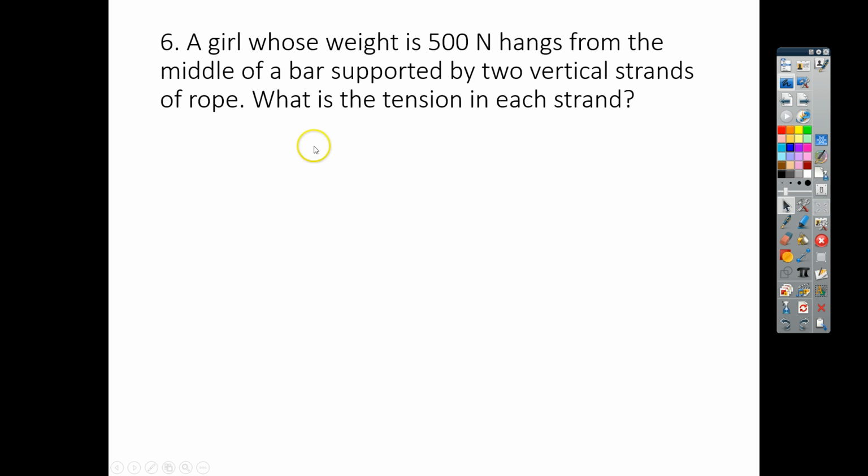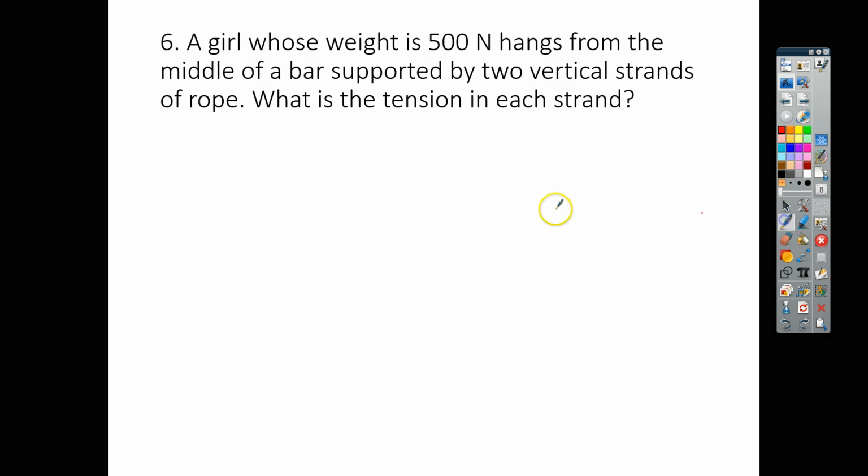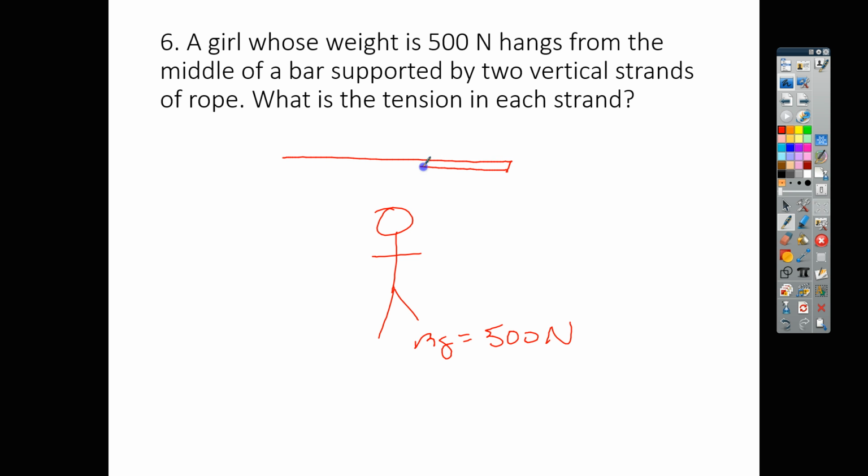For number 6, it says a girl whose weight is 500 Newtons. So here's our girl, and her weight is mg, and so we know that she is 500 Newtons. She hangs from the middle of a bar supported by 2 vertical strands of rope. So we've got a bar up above her, and then there's 2 strands of rope that come down and attach to her, and they are both vertical, so they are straight up and down. I know it doesn't look like it, but let's just pretend. So they're both up and down. They want to know what is the tension in each strand.